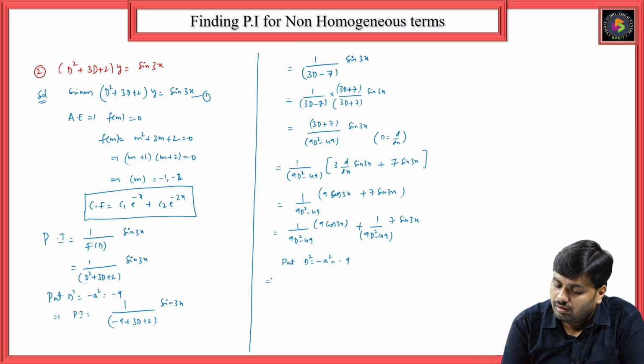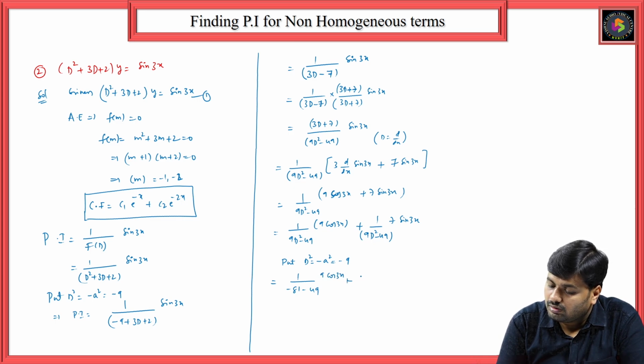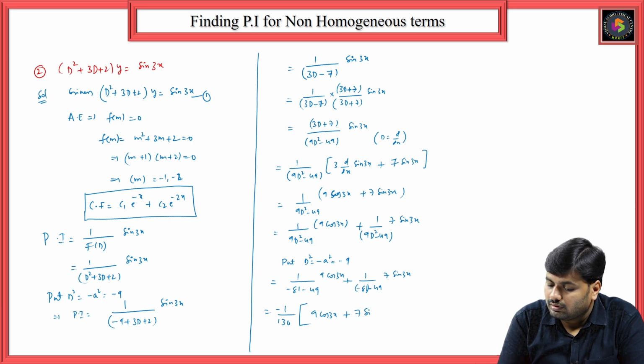That is, we'll write 1 by 9 times minus 9, that is minus 81 minus 49, into 9 cos 3x, minus 81 minus 49 into 7 sin 3x. Now this is 130 and this is also 130. I'll take the minus 130. 1 by 130 is common. That is 9 cos 3x plus 7 sin 3x. Now this is a particular integral.